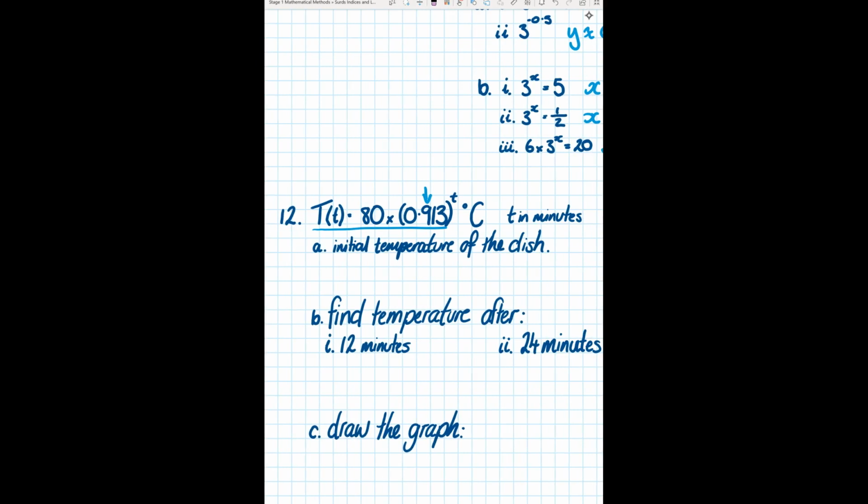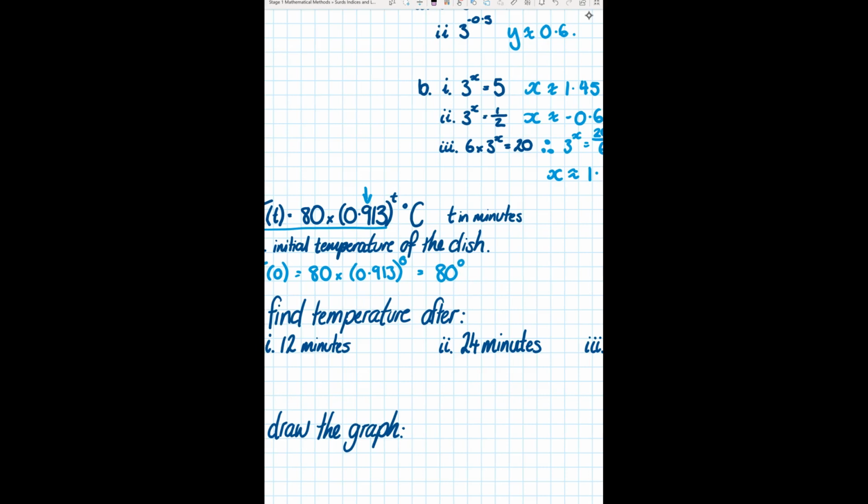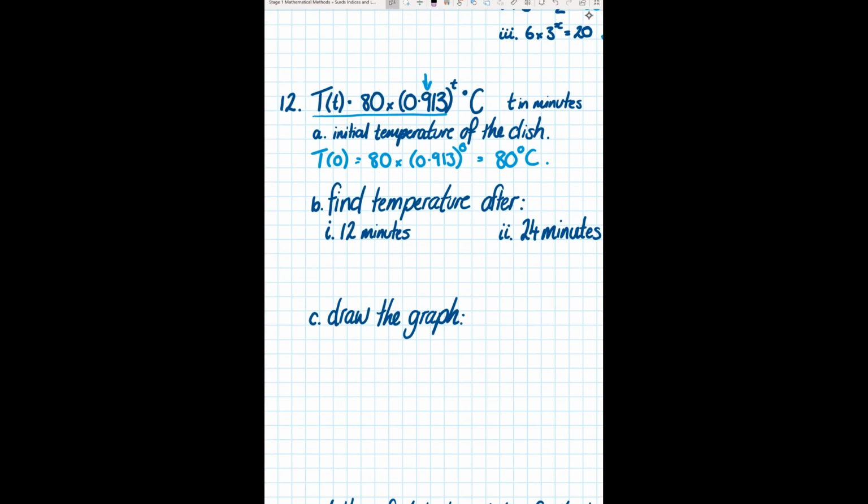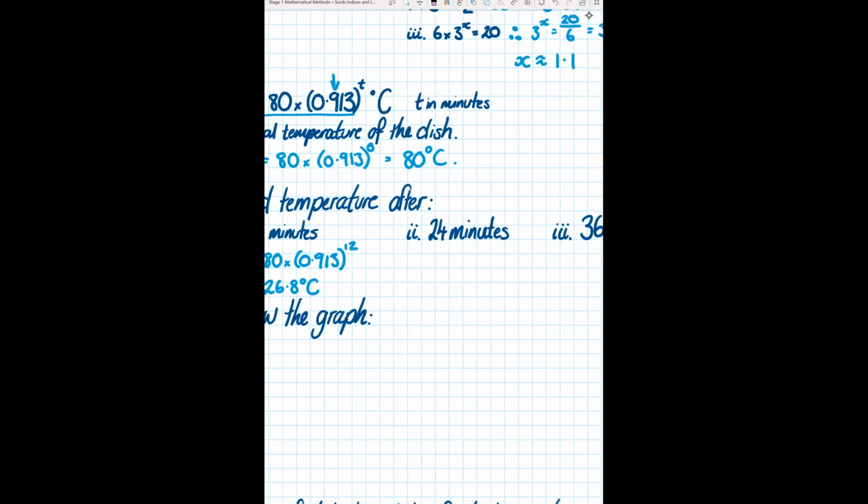The initial temperature of the dish is the temperature at time equals 0, and that's equal to 80 times 0.913 to the power of 0, which is equal to 80 degrees Celsius. Remember those units. So finding the temperature after 12 minutes. So temperature after 12 minutes is equal to 80 times 0.913 to the power of 12. And if we put that into our calculator, we can round it off to get approximately 26.8 degrees Celsius. Now, if you're putting that into your calculator and not getting that result, please see me and make sure that you're using your calculator correctly.